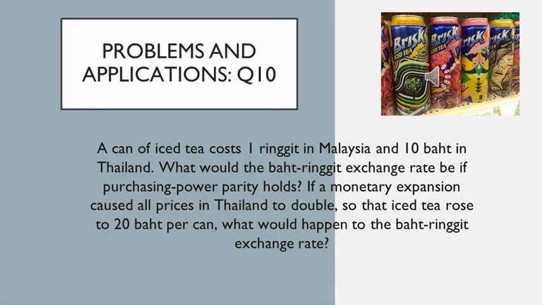I'm Chloe. For Problems and Applications question 10, a can of iced tea costs 1 ringgit in Malaysia and 10 baht in Thailand. What would the baht-ringgit exchange rate be if purchasing power parity holds? If a monetary expansion caused all prices in Thailand to double, so that iced tea rose to 20 baht per can, what would happen to the baht-ringgit exchange rate?